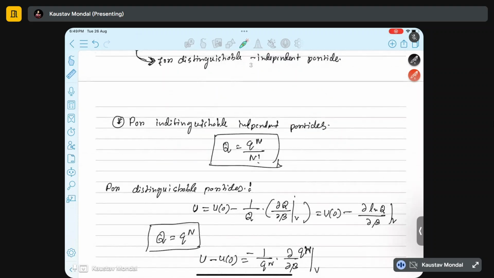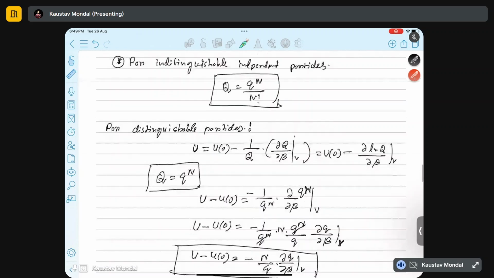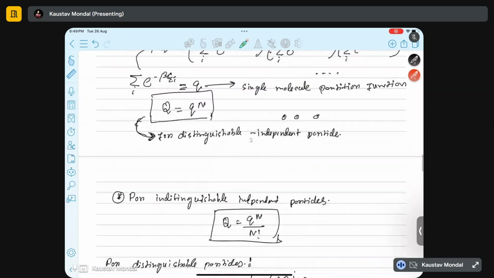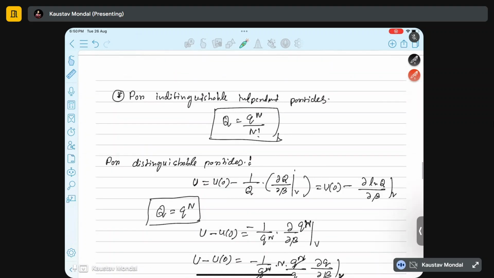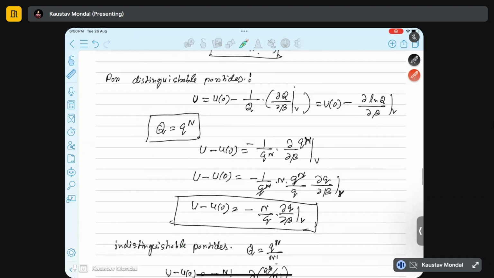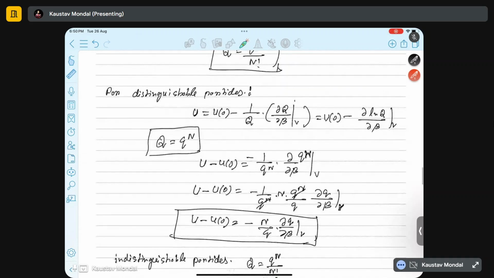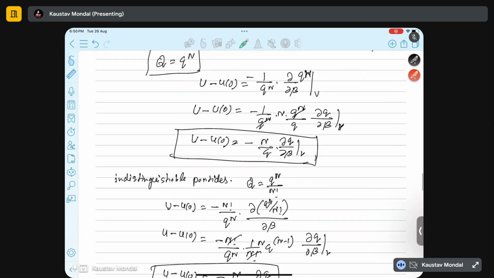Now let's suppose the system consists of indistinguishable particles. In that case, the expression of the capital Q will become capital Q equal to small q to the power N, the whole thing divided by a factor of N factorial. So this is how the canonical partition function is related to the single molecule partition function in both the cases, right? And next we have discussed the expression of the internal energy.